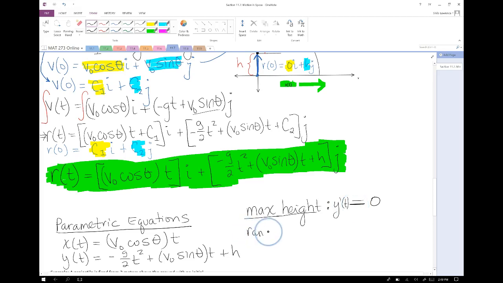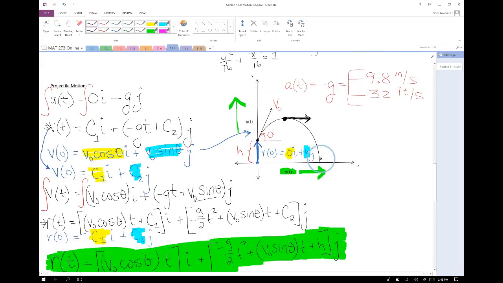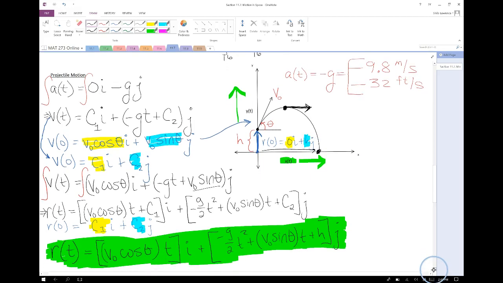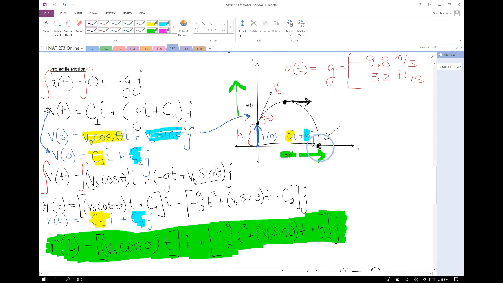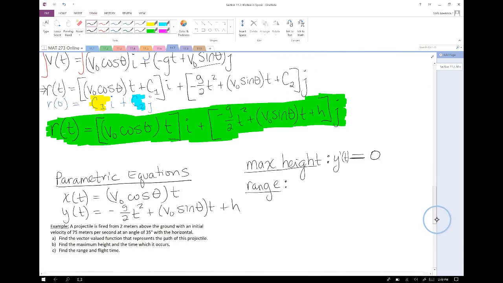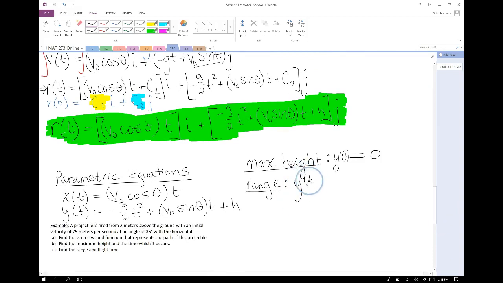It's also very common for us to be asked to find range. And range is asking us how far horizontally did this projectile travel before it hits the ground. So the special thing about that spot is that it hits the ground when y of t equals 0. So if we know when it hits the ground, we can take that value and plug it into our x equation to find how much horizontal distance has been traveled in that time. So we solve y of t equals 0 for the range.